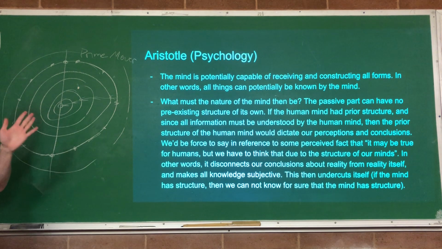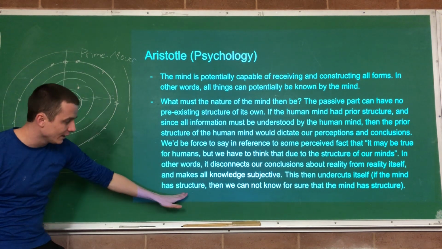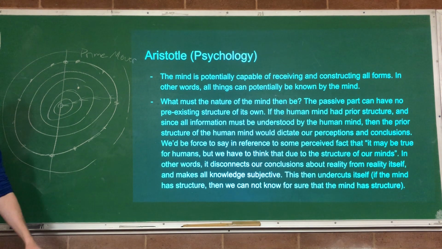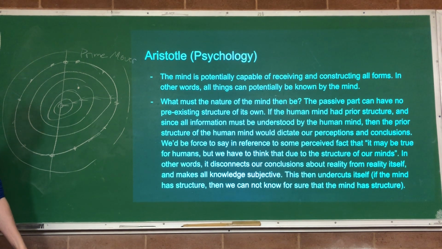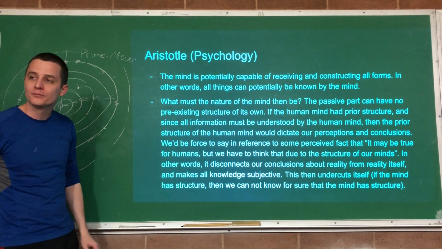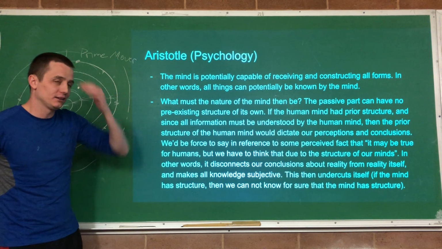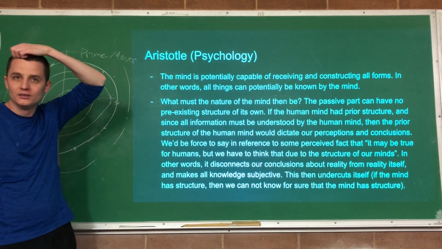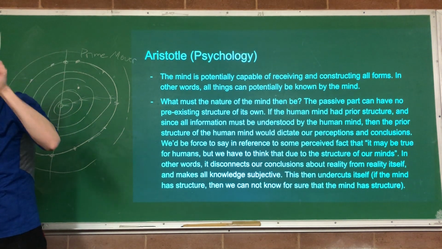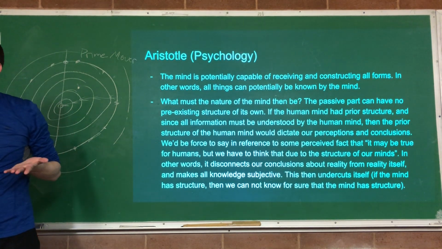So if you decide that you're going to take the position, well, we can't know for sure, well, I'll just say how I said here. If the mind has structure, then we cannot know for sure that the mind has structure. We have to come to the conclusion the mind is so structured as to make us think that the mind has structure. You can't say you know it. When you say it undercuts itself, do you mean it's kind of like putting limits on itself? Yeah, it makes the argument you're saying, I can instantly say you can't know that.